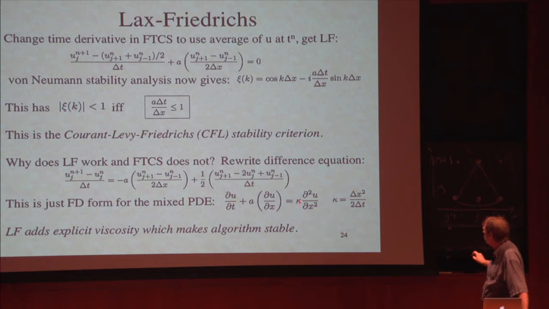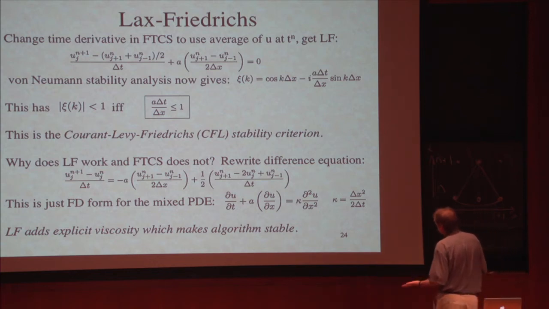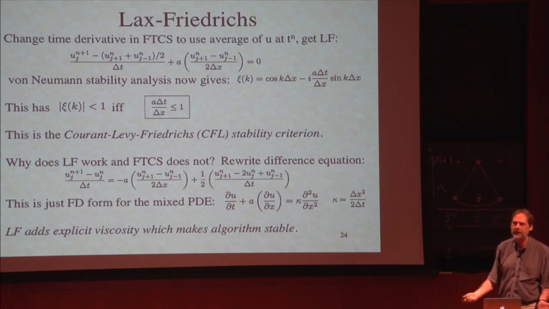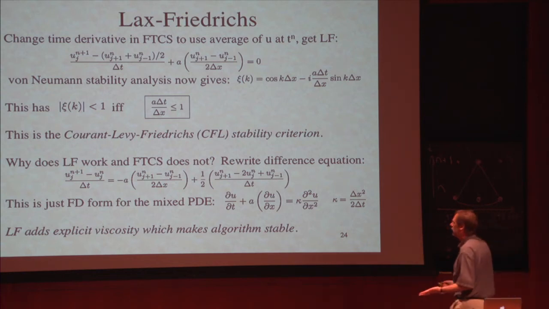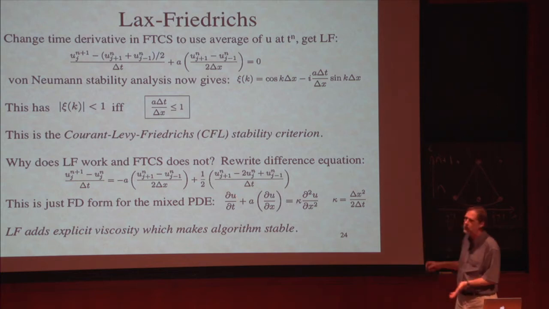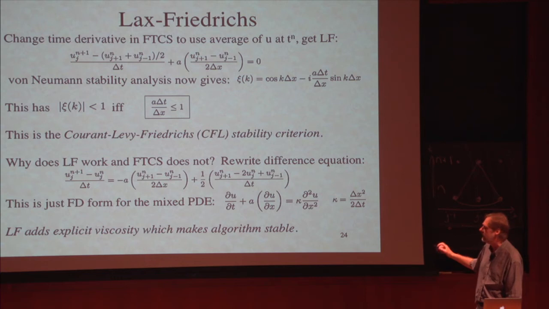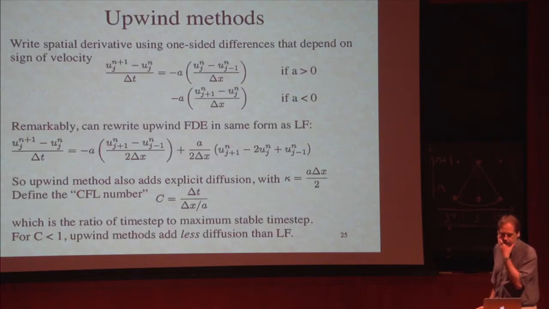And the amplitude of the diffusion term depends on the time step you choose. So your numerical solution will have differing amounts of diffusion depending on this kappa here. And that's why it works, because you've explicitly added diffusion to the solution. You're solving a different equation, a so-called modified equation. And you're getting a stable solution using finite differencing because you're solving a mixed differential equation with explicit diffusion. So that's why Lax-Friedrichs works.